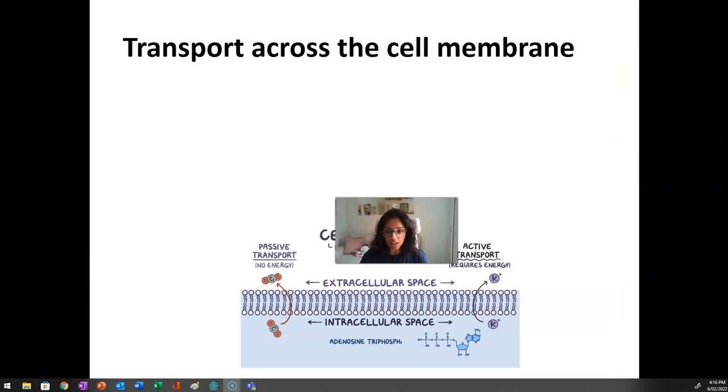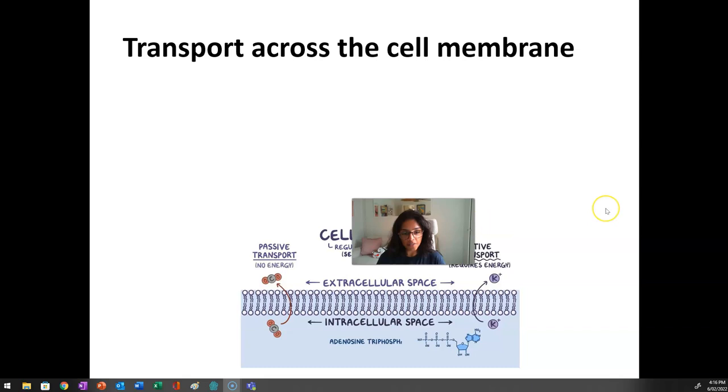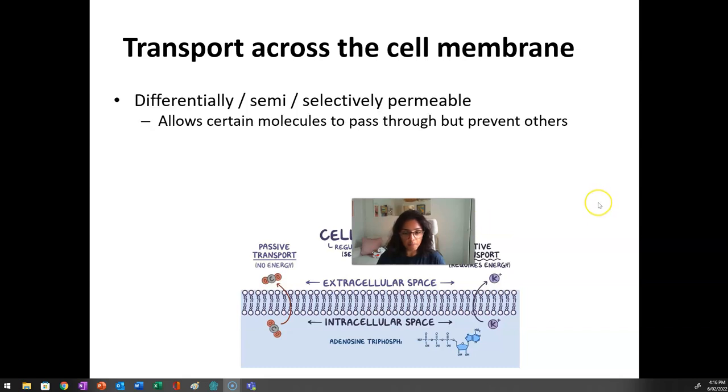Now, when we start talking about transport across the cell membrane, we can break this up into two categories. So in your reading, you might come across different terms for the selectively permeable membrane. It might be described as semi-permeable, which means some things can come through, or differentially permeable, and that means it differentiates on the molecules. So all of these different terms, all they mean is that they allow certain molecules to pass through but prevent others.